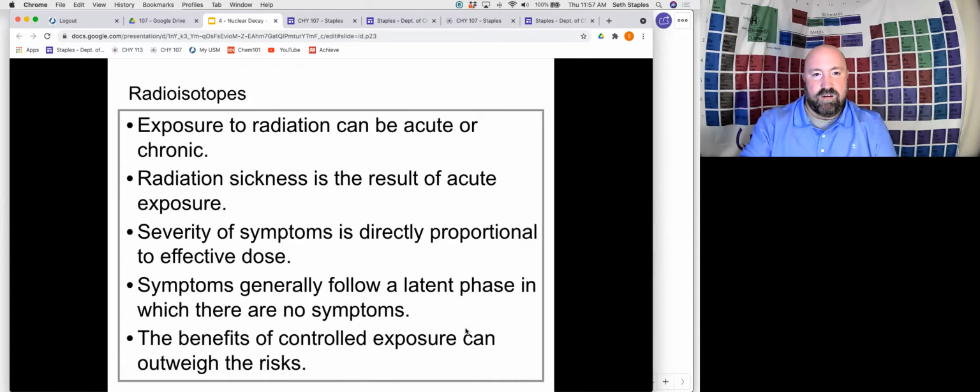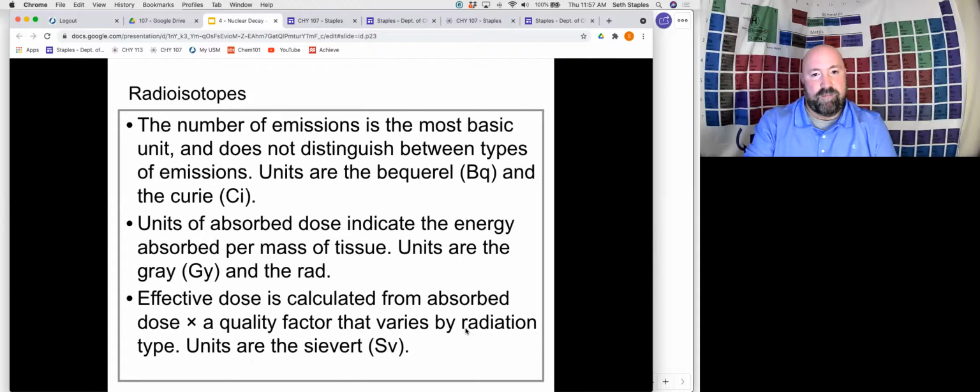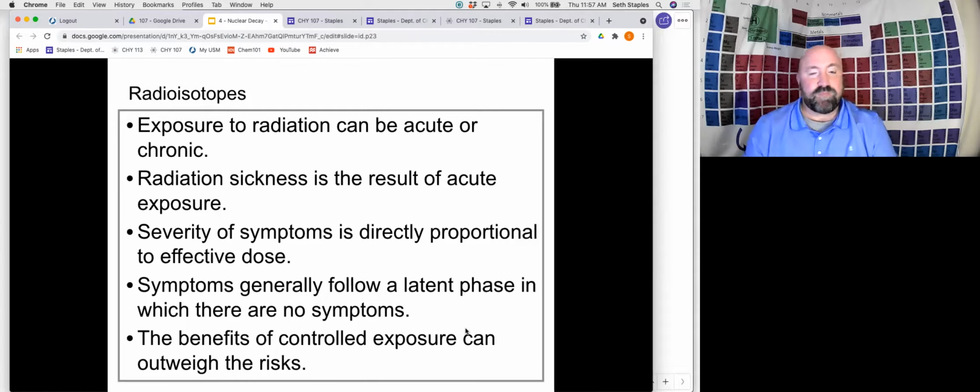That's just about the units of radiation. We're not going to really worry about that too much for this course.